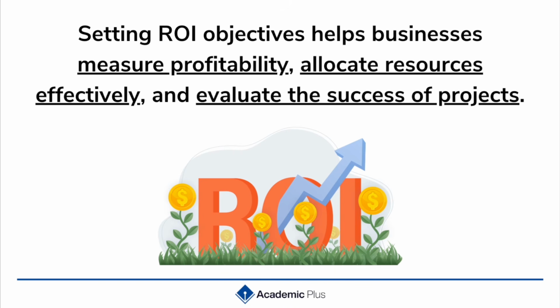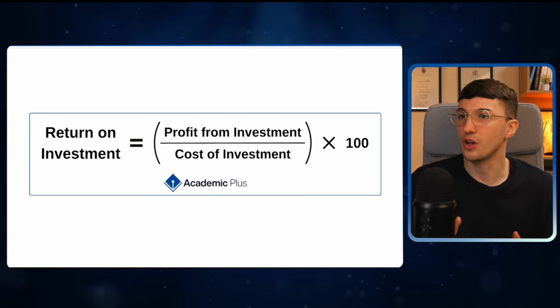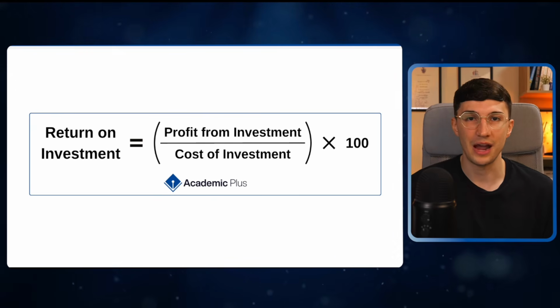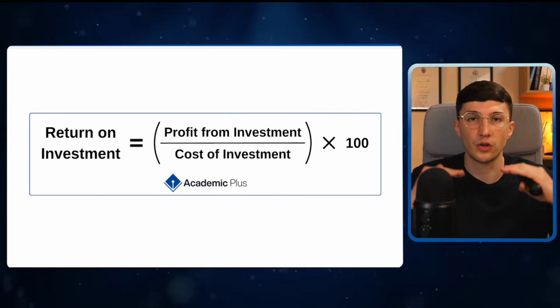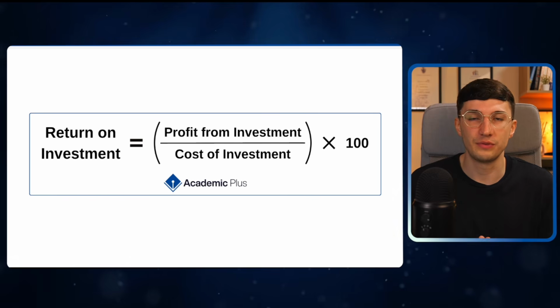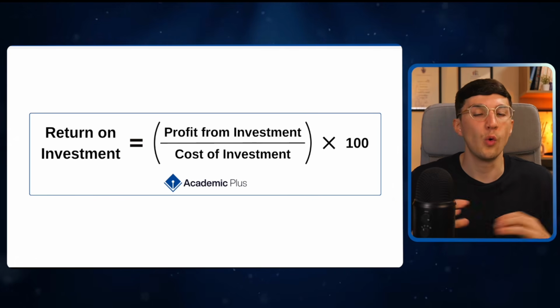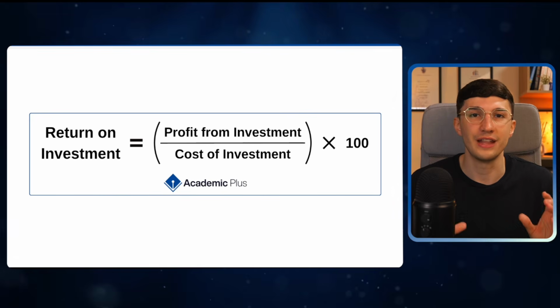It also helps to let a business know whether they go ahead with a decision or not, based on whether the return on investment is going to be high enough. So the way we calculate the return on investment is that we look at the profit made from the investment divided by the cost of investment, times that by 100. So for example, a return on investment objective could be that the business wants to make a 15% return on investment for all of the projects that they make over the next 12 months.